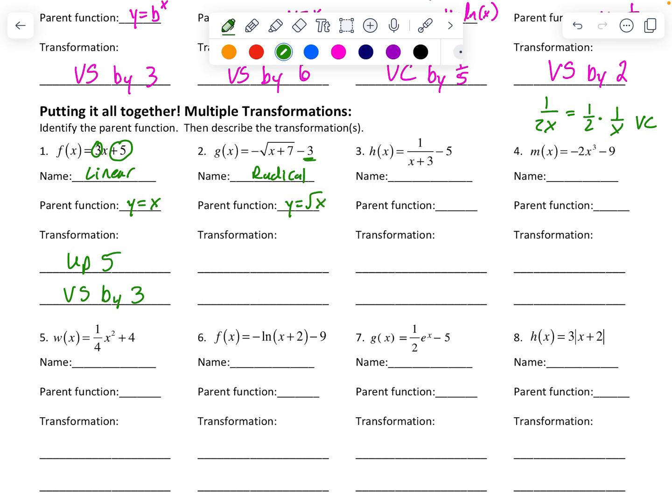So this one is a minus 3 in the back, so a down 3. A plus 7 inside the radical, so that's going to be a left, because it's the opposite of what I'd think, left 7. And it has a negative in the front, which tells me a reflection across the x-axis. So we're kind of putting lots of things together. 3, the x is on the bottom, so I know that's a rational, which is y equals 1 over x. That minus 5 in the back, it's outside the fraction, so that tells me down 5. The plus 3 inside of the fraction tells me it's going to go left or right, so it's going to have to be left 3.